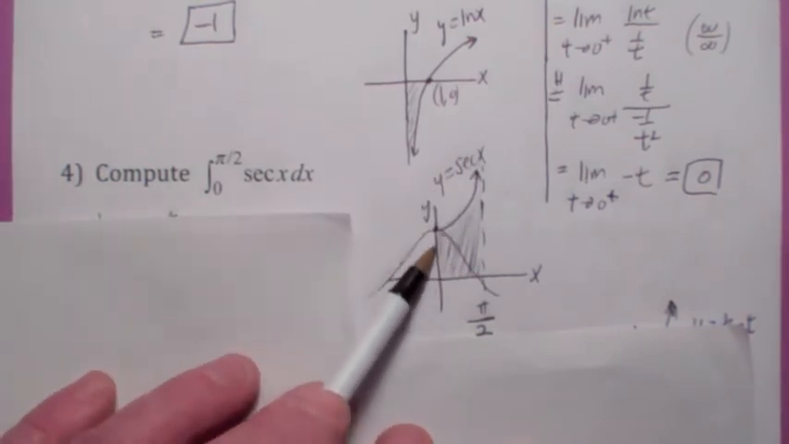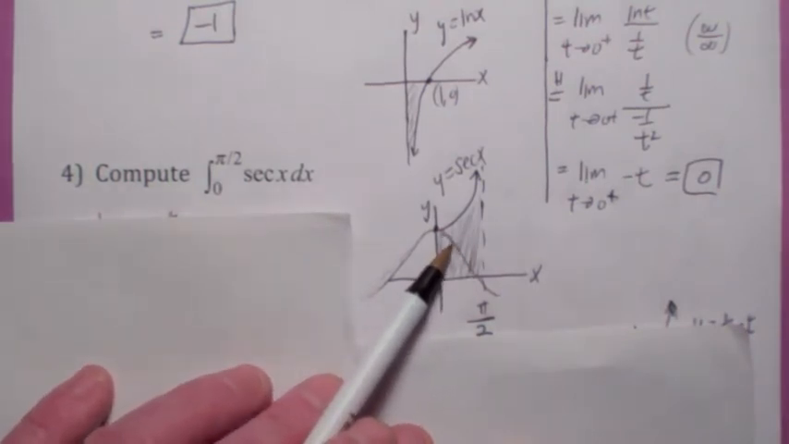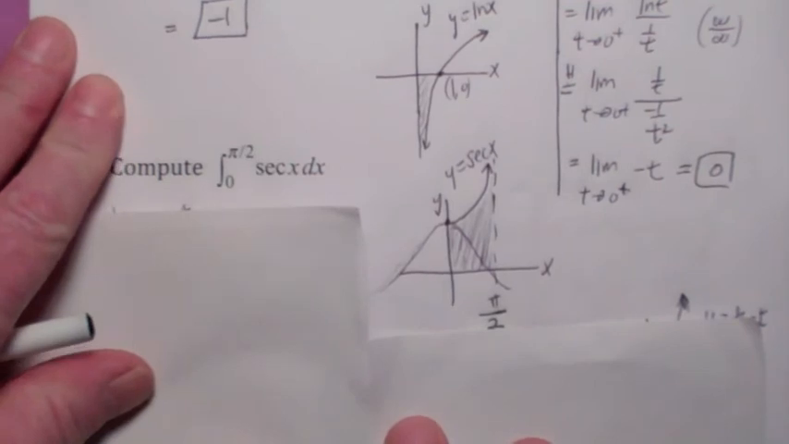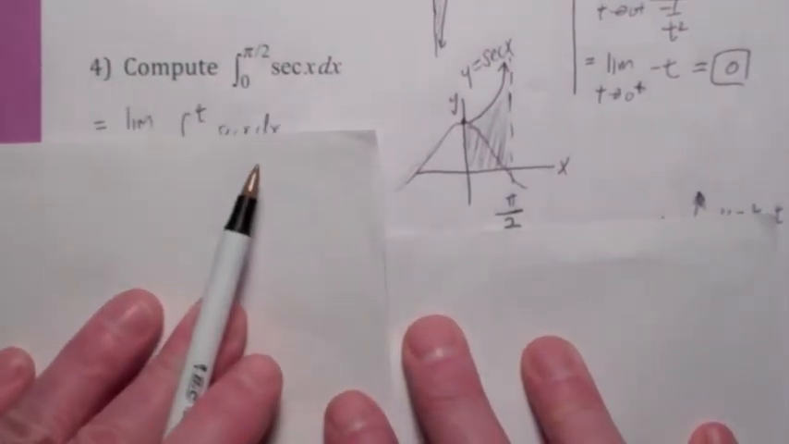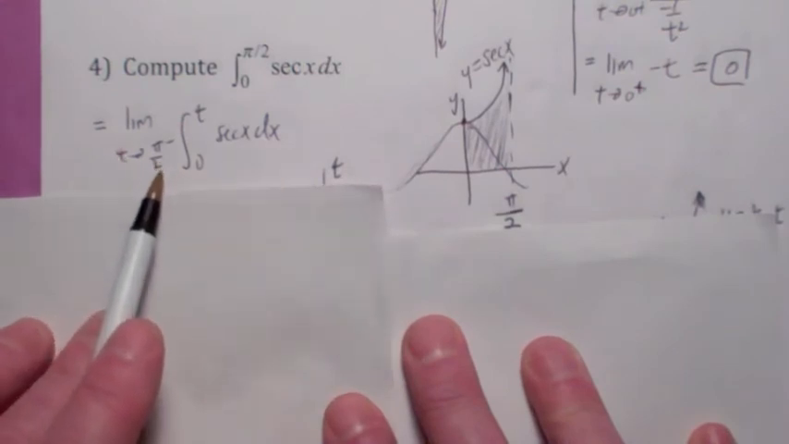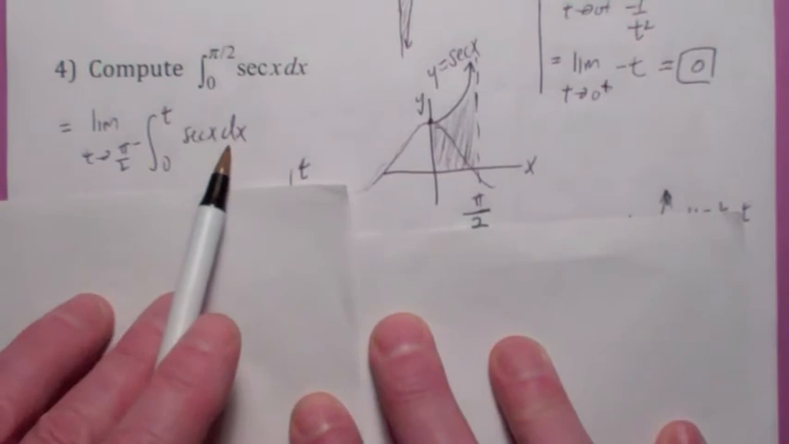What do you think? You think this is infinite or finite? I'm going to guess infinite, although I cheated. I looked at this. I actually did this problem, so I know. I'm going to say infinite. Anyway, let's see. We're going to write it as the limit as t goes to pi over 2 from values less than pi over 2, right, of the integral from 0 to t of secant x dx.